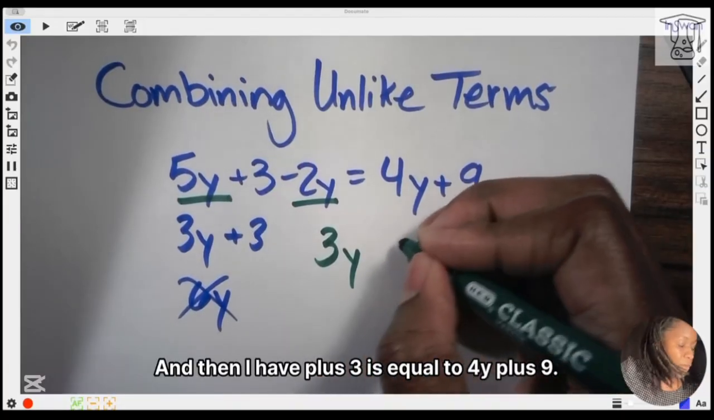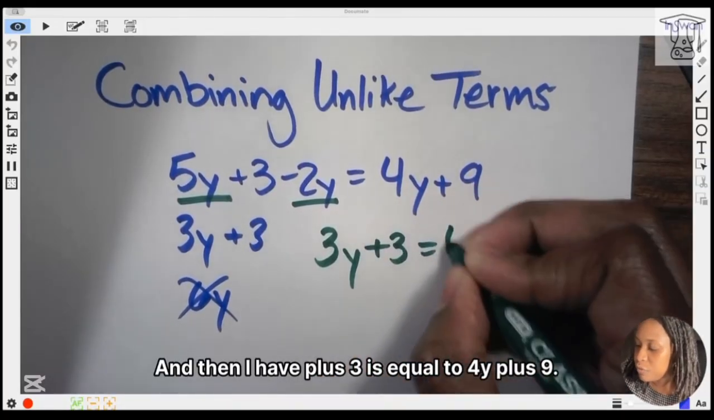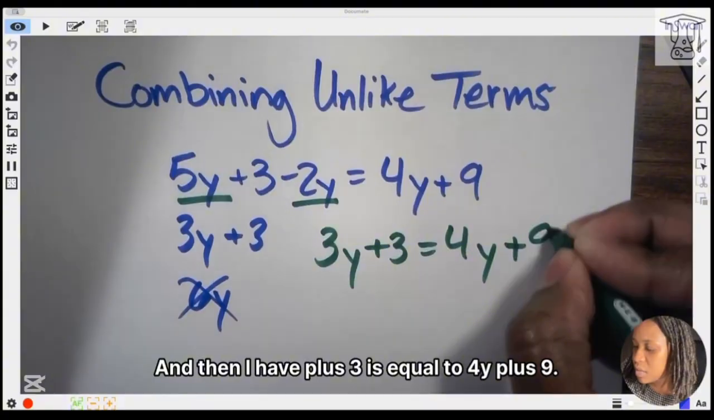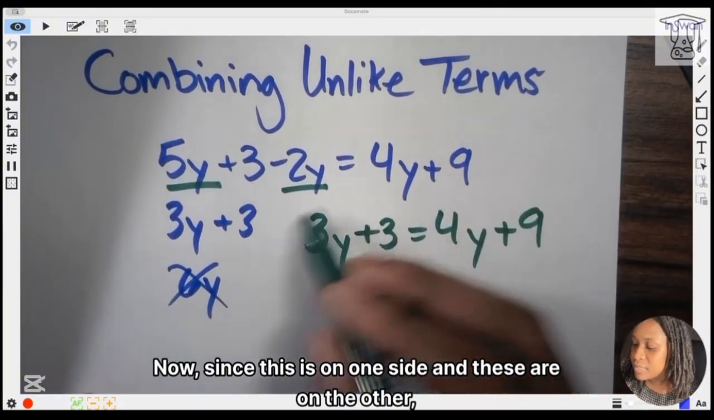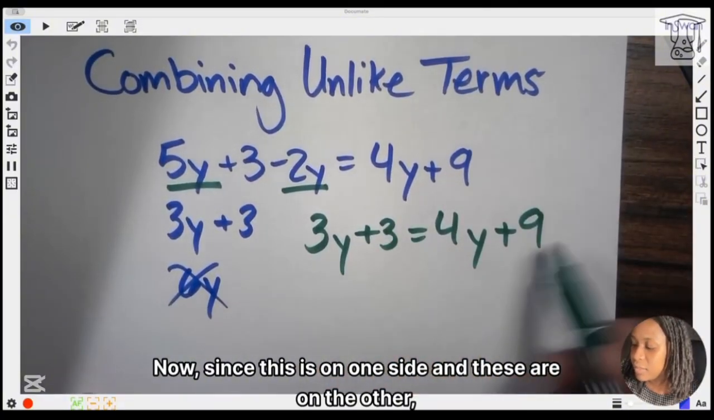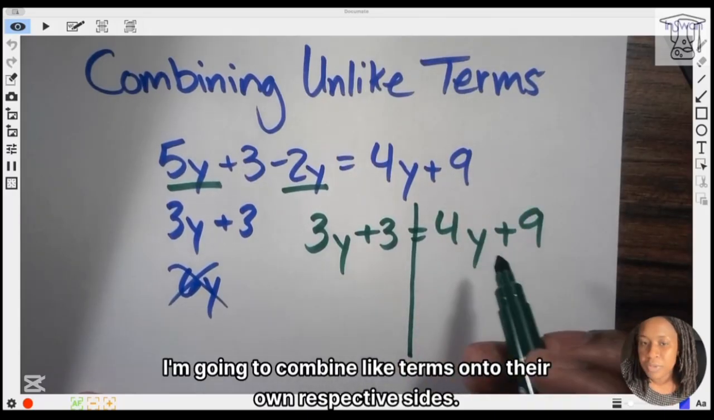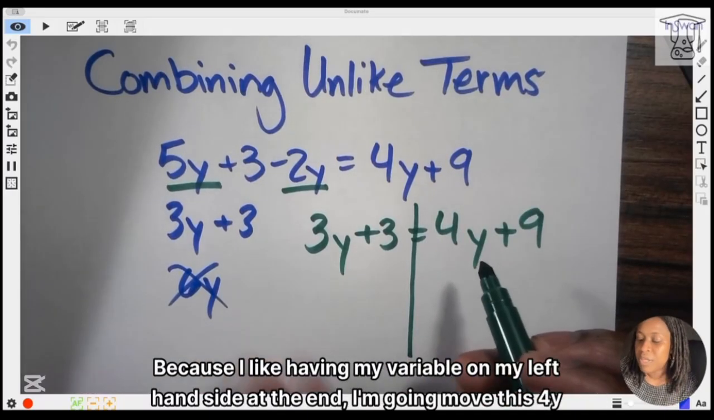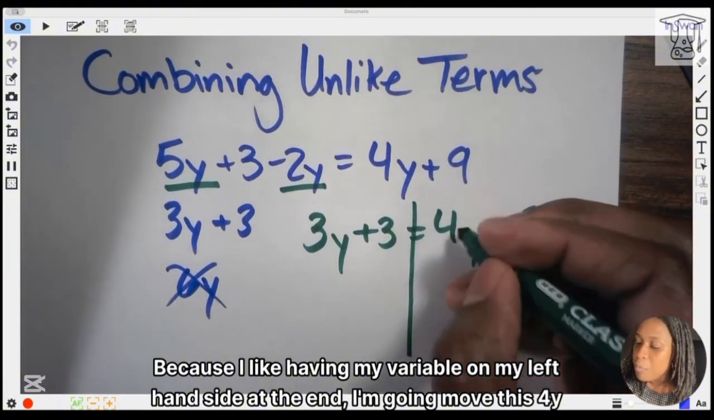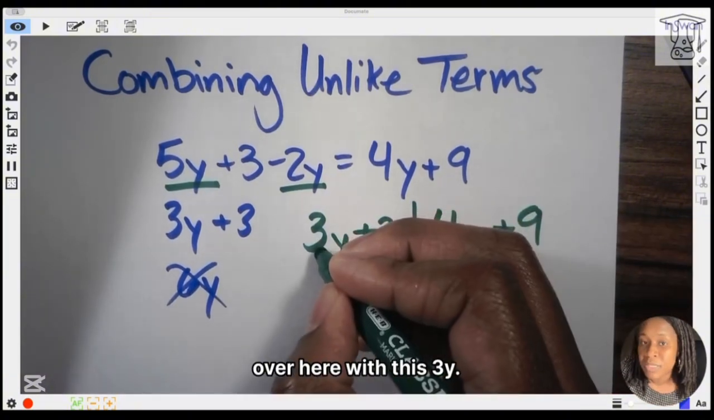And then I have 3y plus 3 is equal to 4y plus 9. Now, since this is on one side and these are on the other, I'm going to combine like terms onto their own respective sides. Because I like having my variable on my left-hand side at the end, I'm going to move this 4y over here with this 3y.